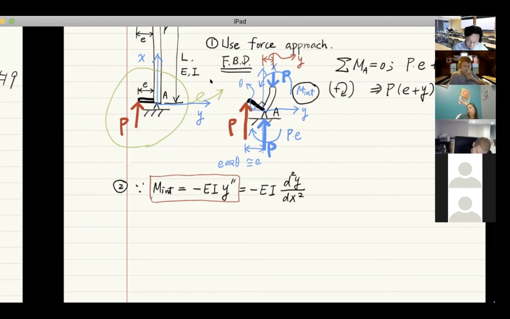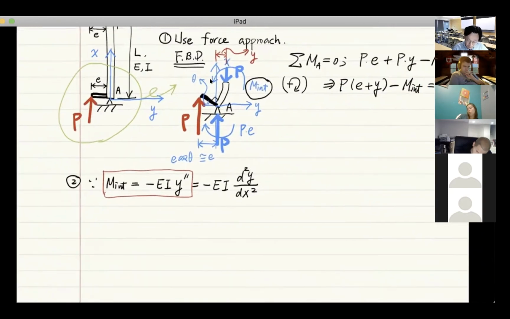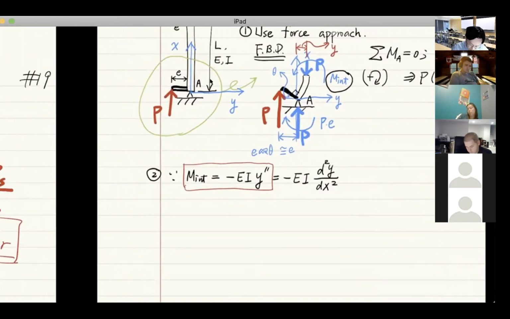Now, because this M internal can be replaced by EI times Y double prime, so the original equilibrium, we can just come back here, or we can just continue. Therefore, P times (E plus Y), this will become plus, right? EI times Y double prime will be 0, right?